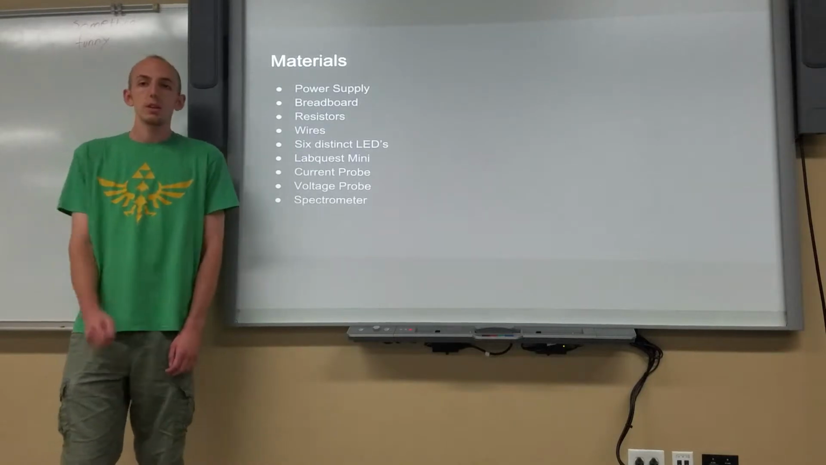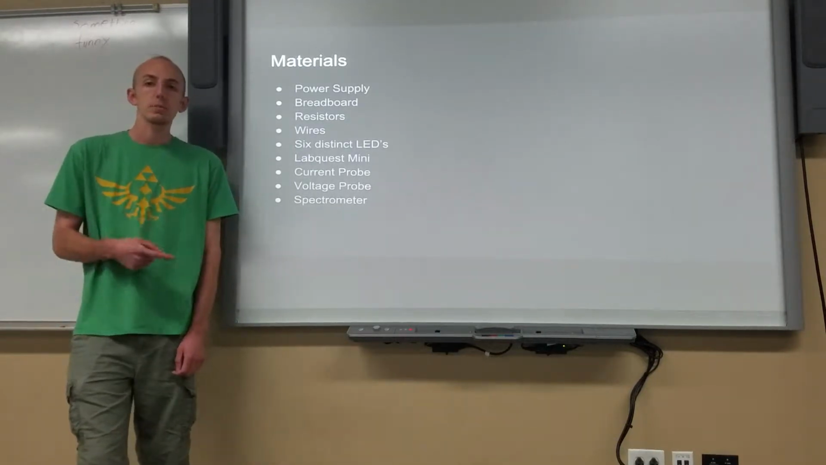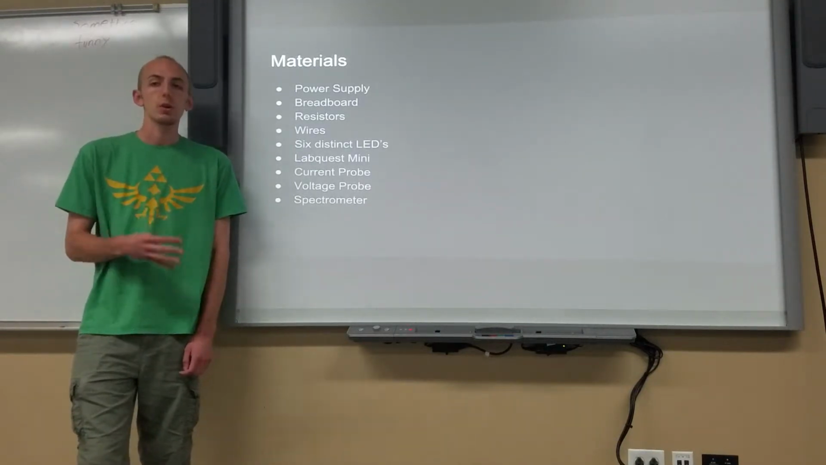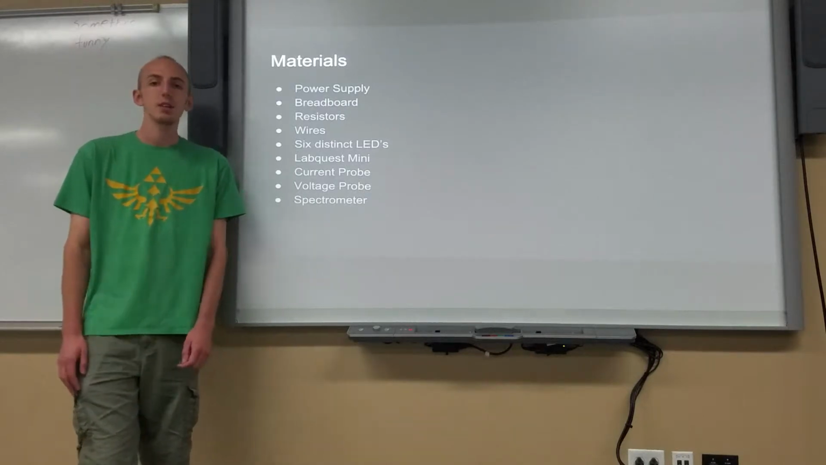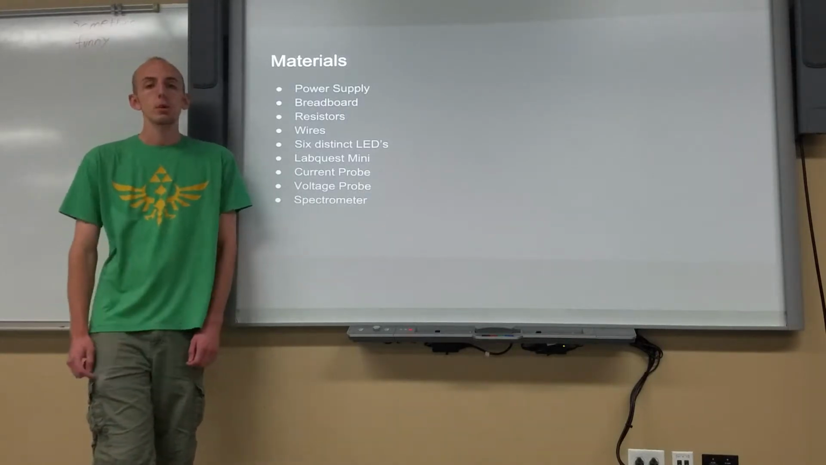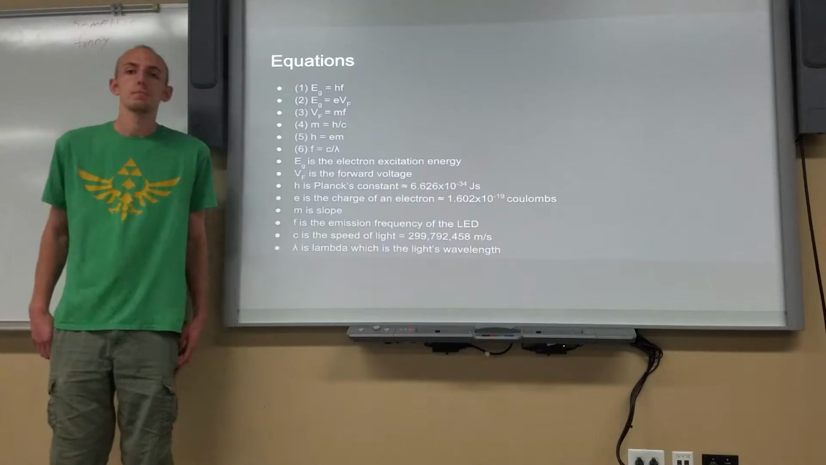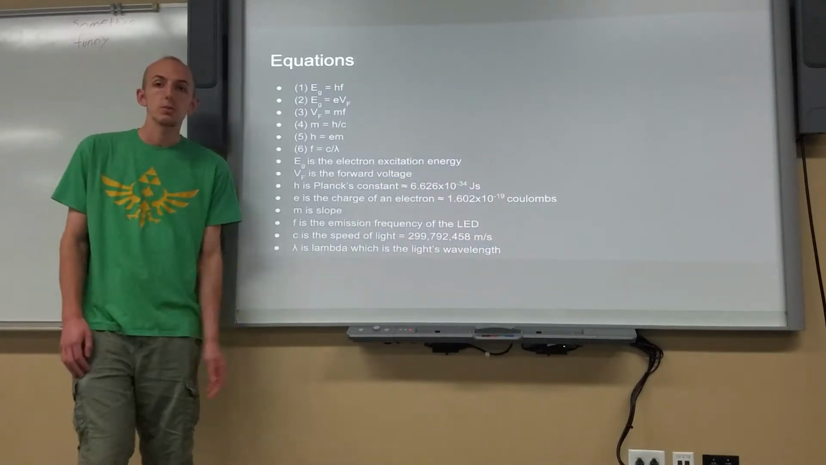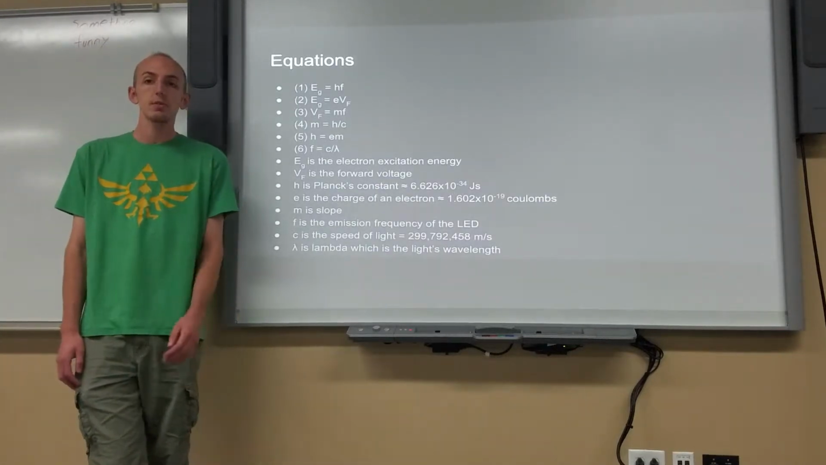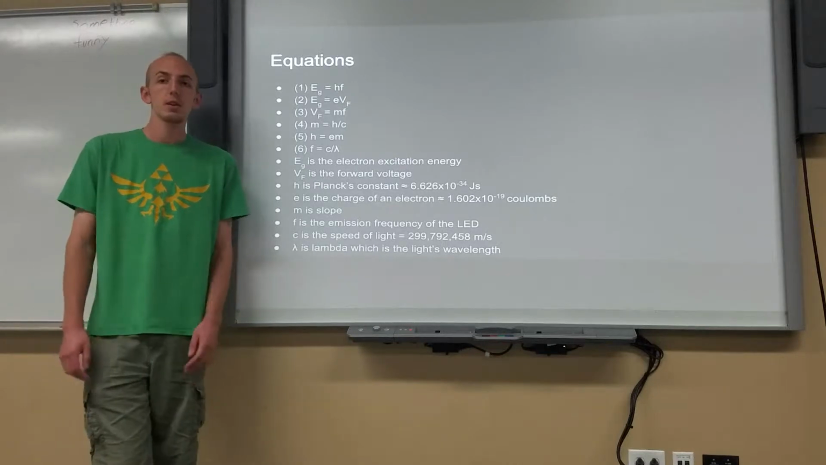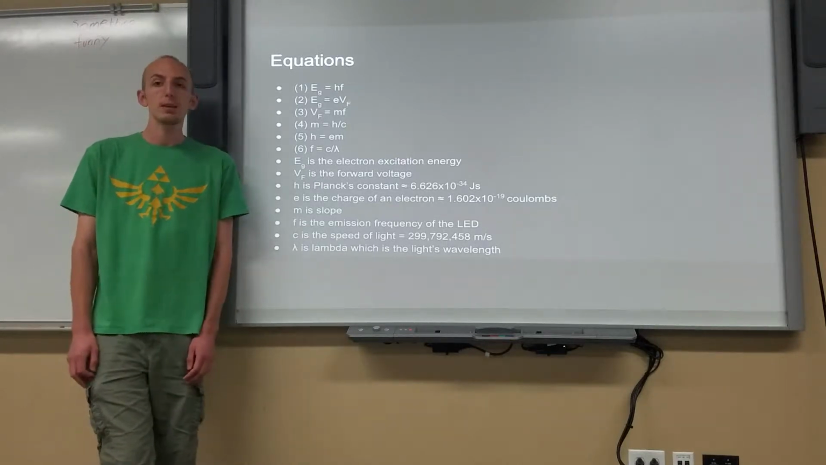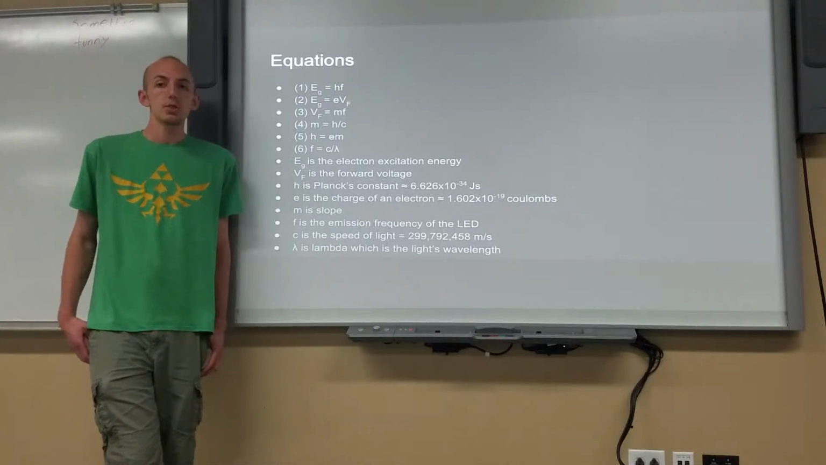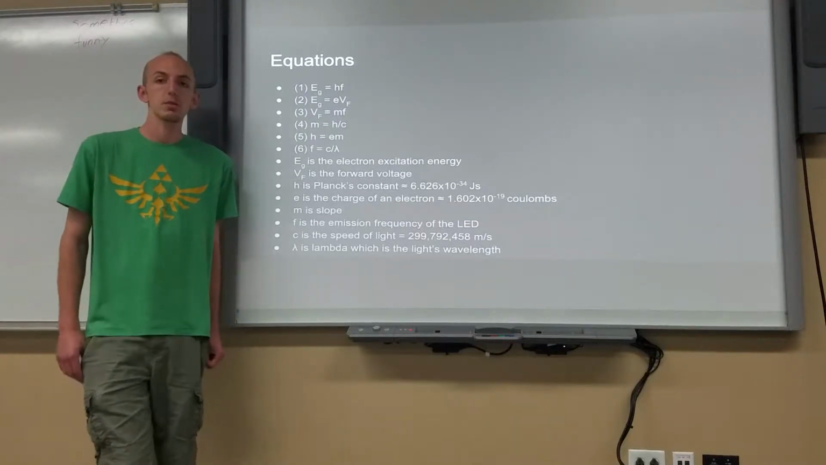So the materials we used in the experiment were a power supply, a breadboard, resistors, wires, 6 distinct LEDs, a LabQuest Mini, a current probe, a voltage probe, and a spectrometer. And these are the equations we used: E_g equals hf, E_g equals eV_f, V_f equals mf, m equals h over e, h equals em, and f equals c over lambda.